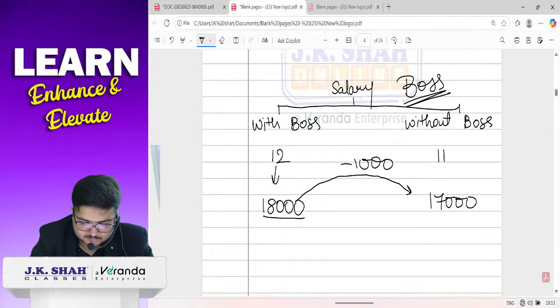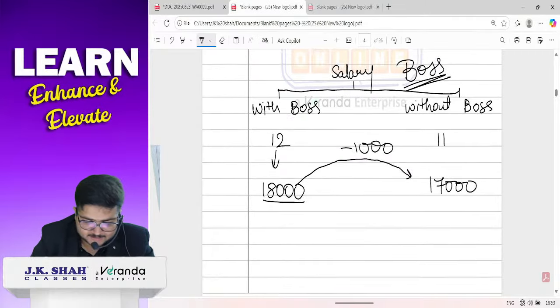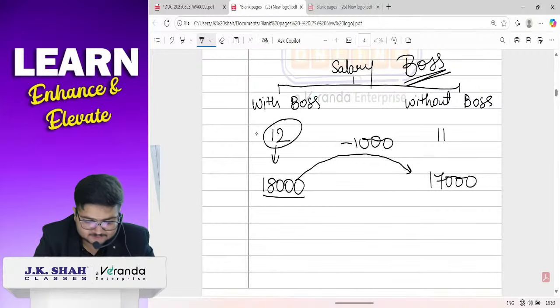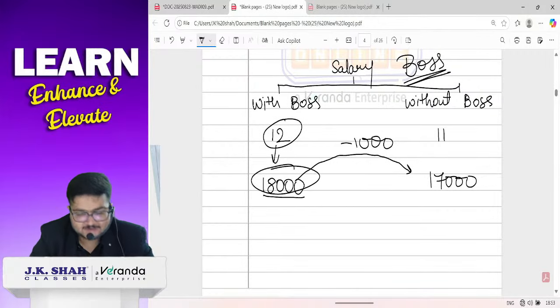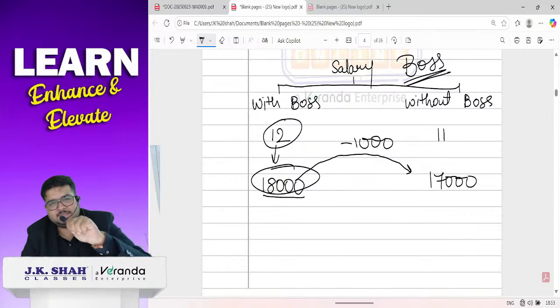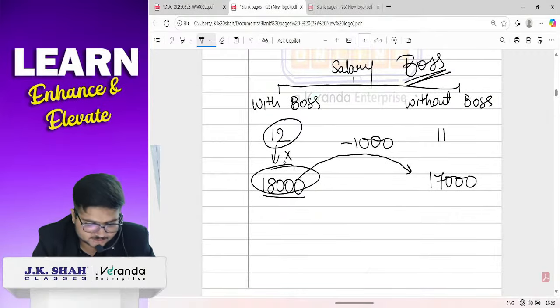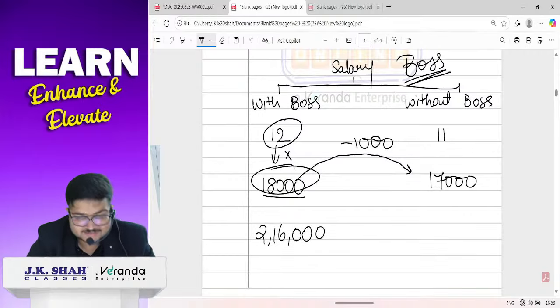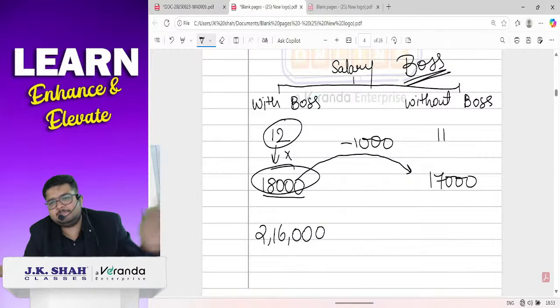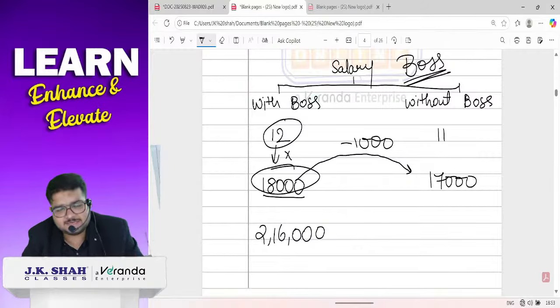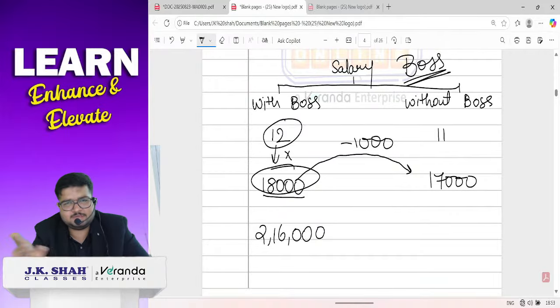Now you have to find the boss's salary. How can we find out the boss's salary? Please pay attention here. Tell me, if there are 12 people and the average of all people is 18,000, then what is the total salary of all 12 people put together? How can we find out? 12 into 18,000, that is 2,16,000. 2,16,000 is the salary of 12 people put together, that means 11 employees and the boss.